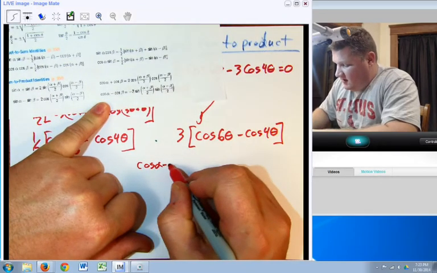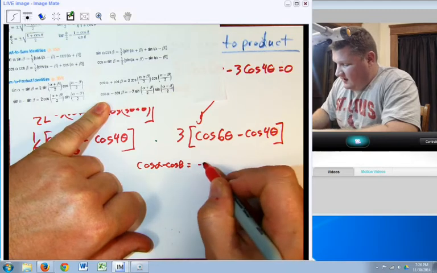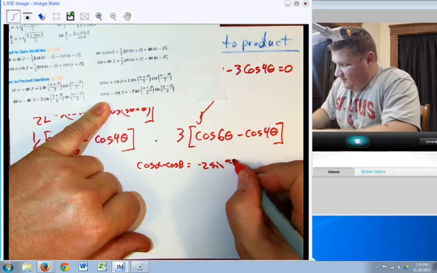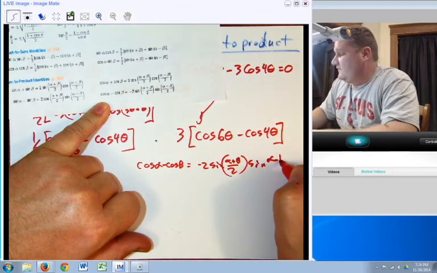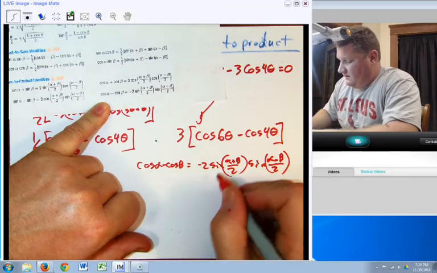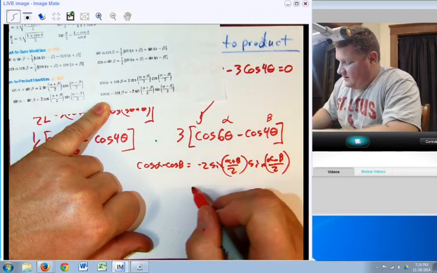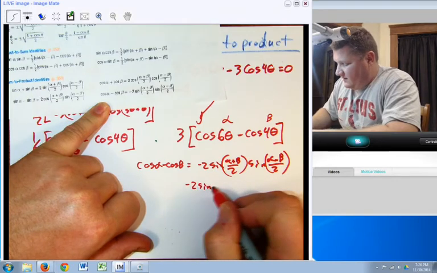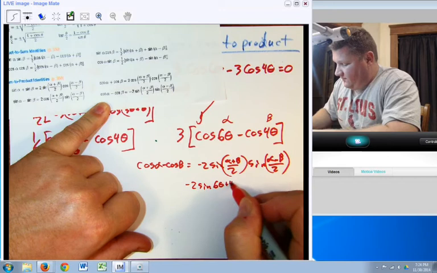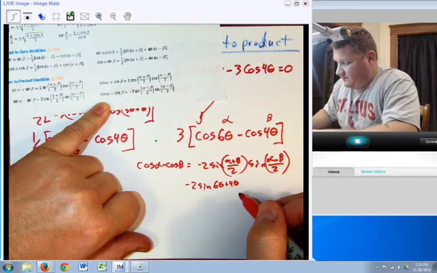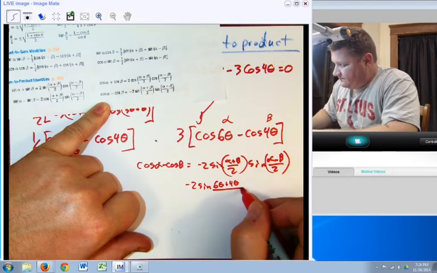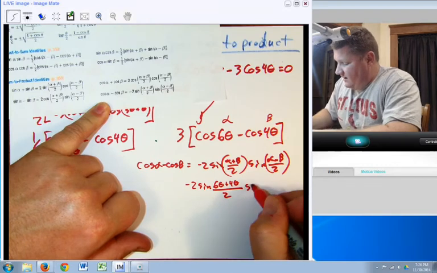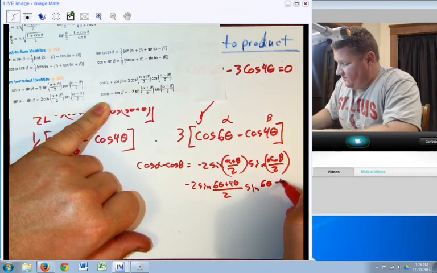Cosine alpha minus cosine beta equals -2 sine alpha plus beta over 2 sine alpha minus beta over 2. Okay, so if this is alpha and that's beta, I'm going to say -2 sine of 6 theta plus 4 theta all over 2, sine 6 theta minus 4 theta all over 2.